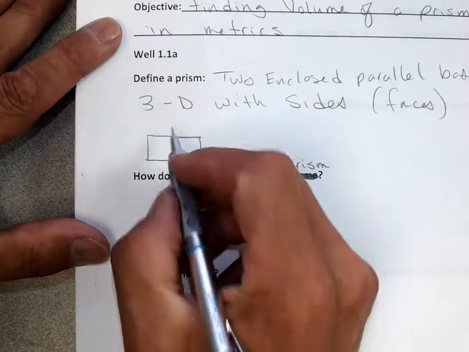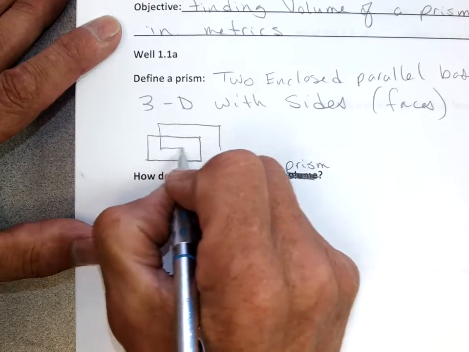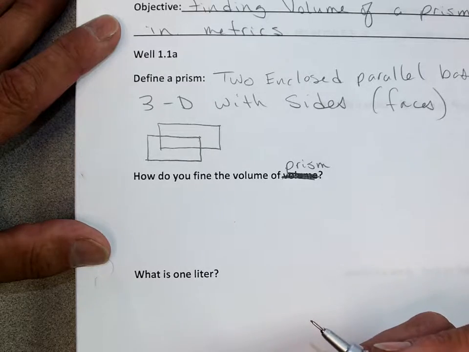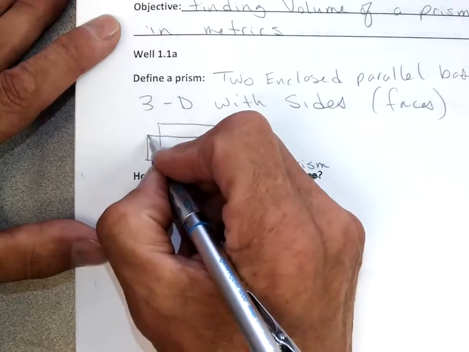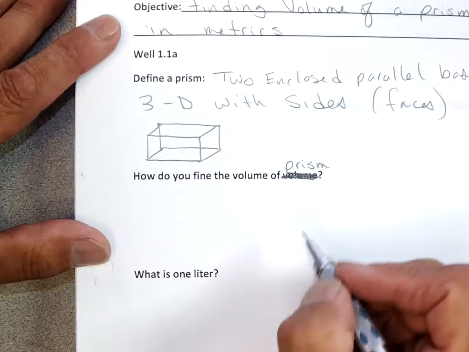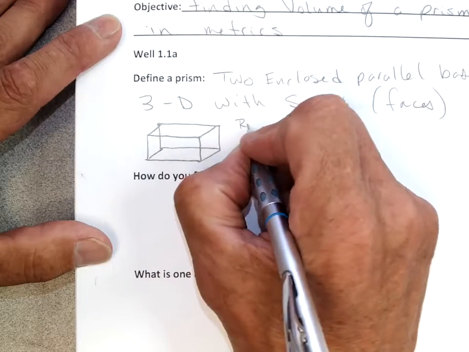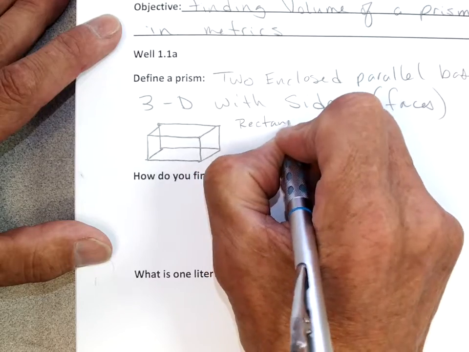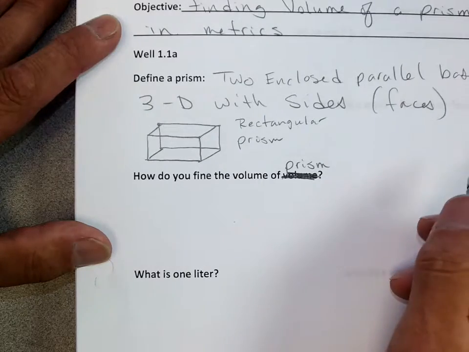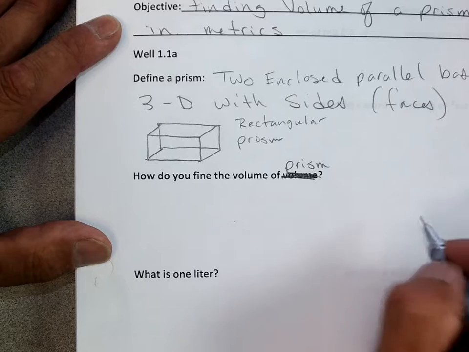Okay, now, right behind it, draw the same rectangle. Do you see where I'm going with this? Right behind it, draw another rectangle. Right? Connect the dots. And so that's a prism, isn't it? This would be a rectangular prism. Yeah, it's a box. It's not a cube. It's a rectangular prism, okay?